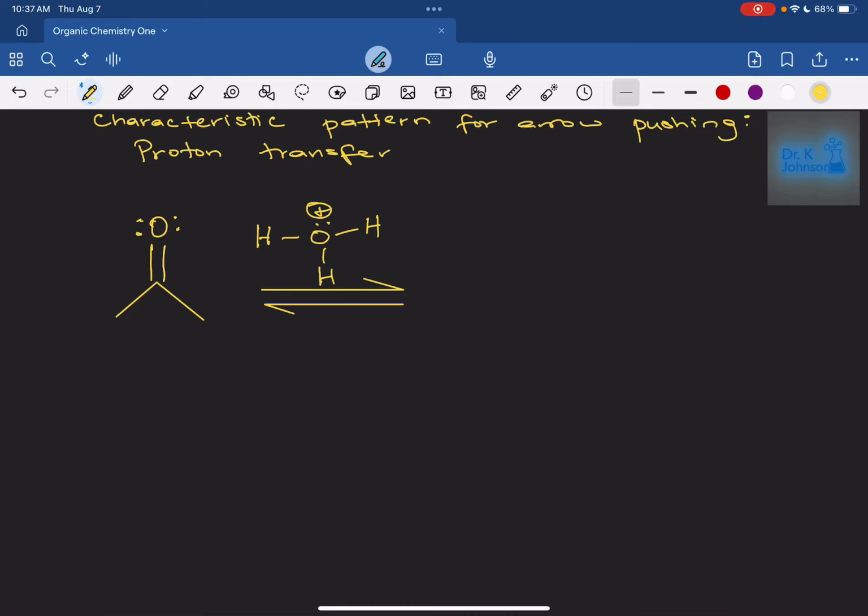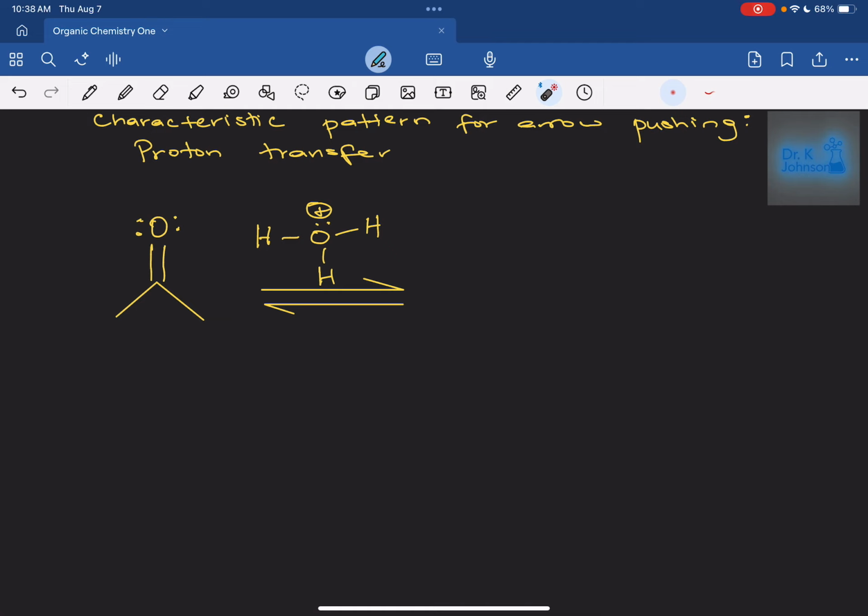Let's talk about another characteristic pattern for arrow pushing that is very common in reaction mechanisms. It's proton transfer. So proton is the same thing as a hydrogen, right? Now, in a proton transfer, the starting material can be protonated or it can be deprotonated. We look at both examples.